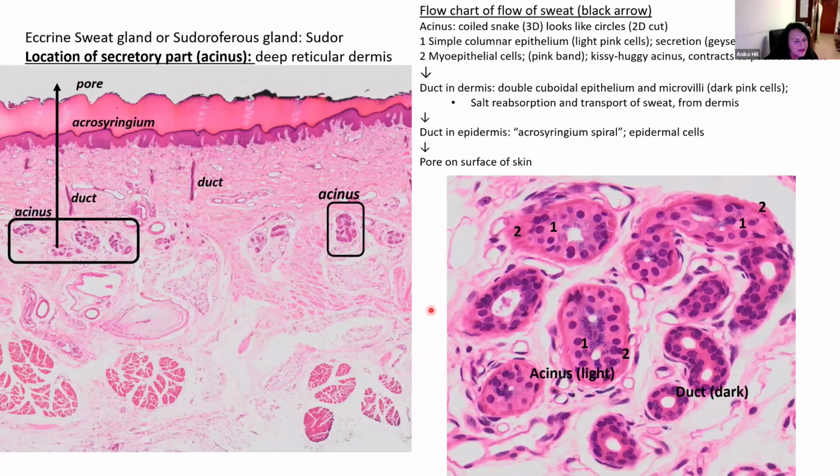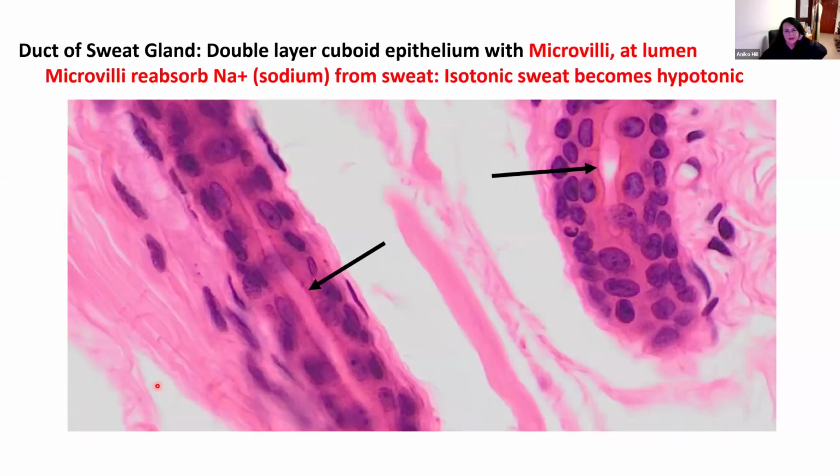It's very simple. What is really interesting about this slide is that you also have a Pacinian corpuscle here. And if we were able to zoom in, after the next layer would actually be skeletal muscle. Okay, this is a zoom into the duct of the sweat gland. So you can see a little bit closer what I told you a minute ago, that there's a double cuboid layer. It doesn't look very cuboid on this side, but you can see two layers of nuclei. And the black arrow is showing you this dark pink line, which is the microvilli.